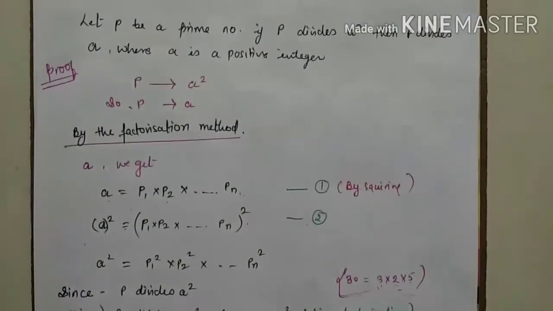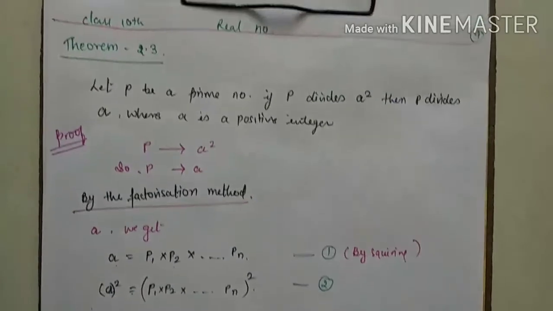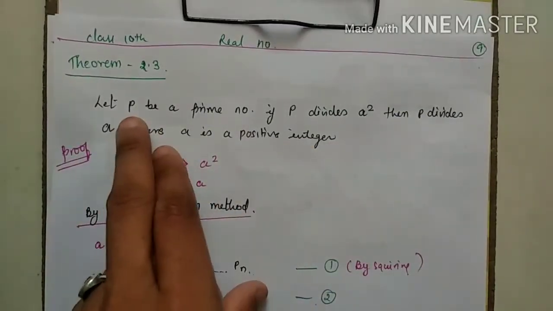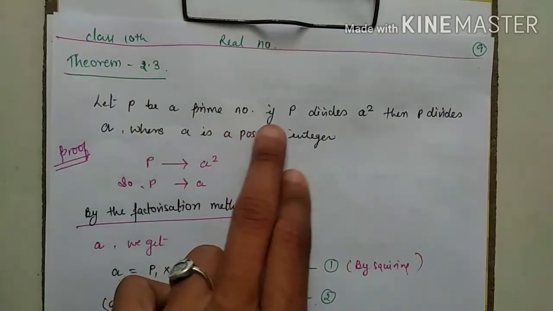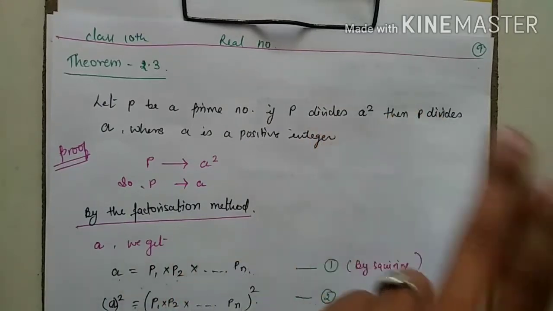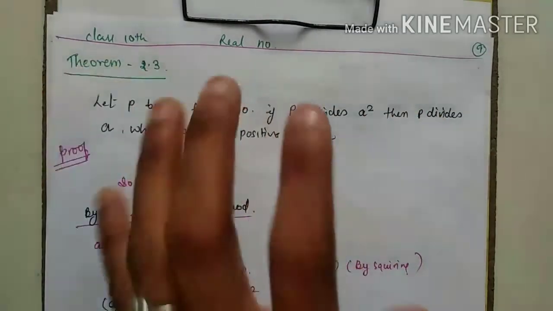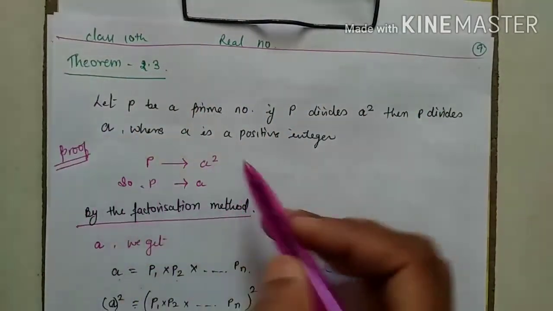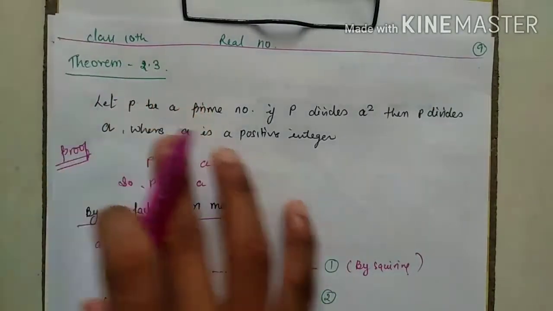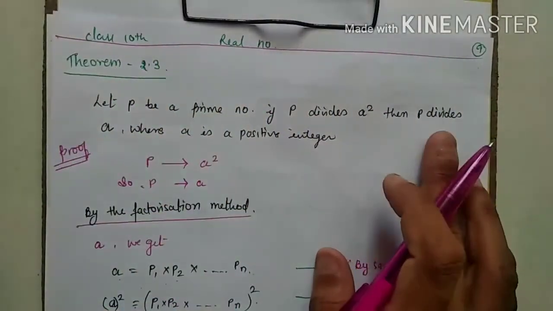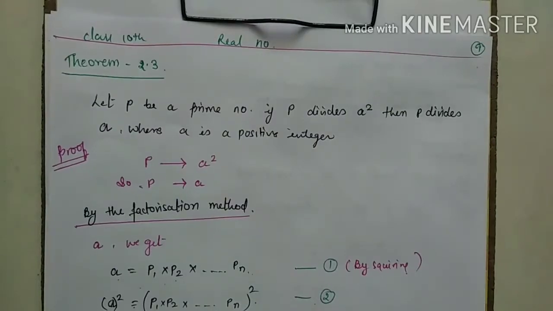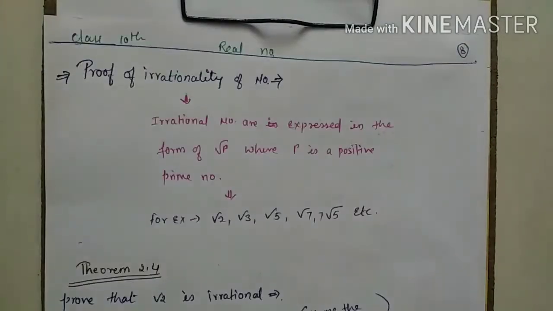This is a very easy theorem. I have given a solution also. You should learn this line: Let p be a prime number. If p divides a square, then p divides a also. You have to learn it. From this I have done this, correct? So this is your theorem now, okay? You have to learn this theorem, a very important theorem. Please go through this theorem.